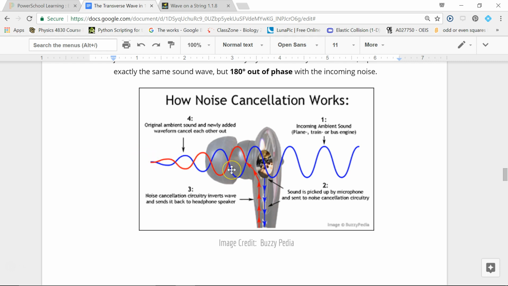And that's why these noise cancellation things work. So this works with all kinds of waves, with water waves, with light waves, with sound waves, constructive and destructive interference. And to have perfect noise canceling headphones, you want them 180 degrees out of phase.